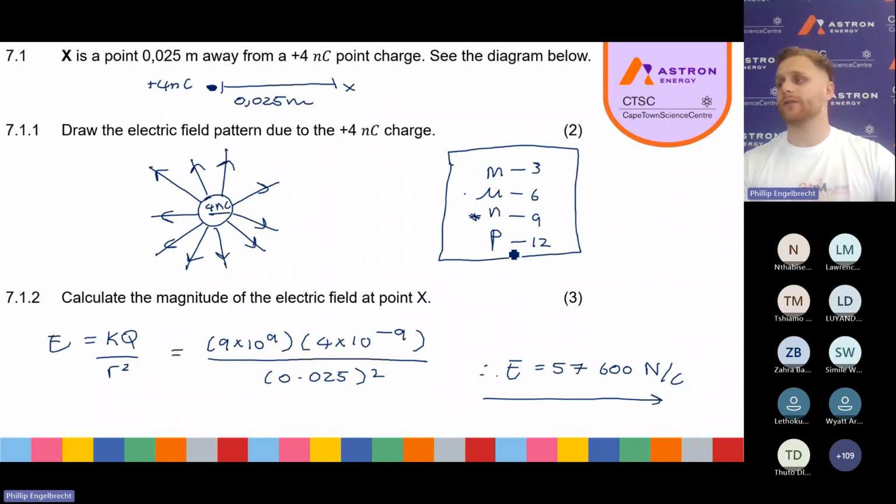So guys, someone's saying, must direction be included? So let's read the question again. It says calculate the magnitude. Okay, that means we need to just know the size of it. We are not concerned about the direction. We just want to know the size of this thing.